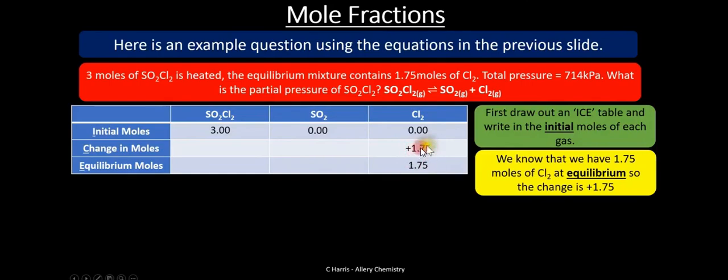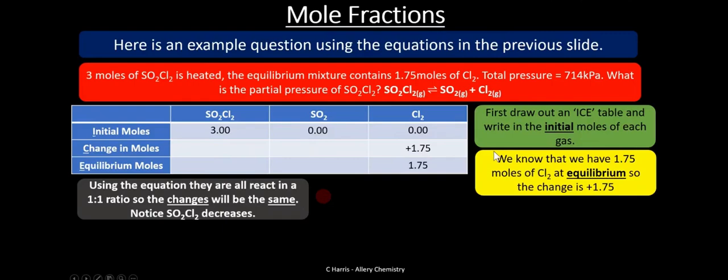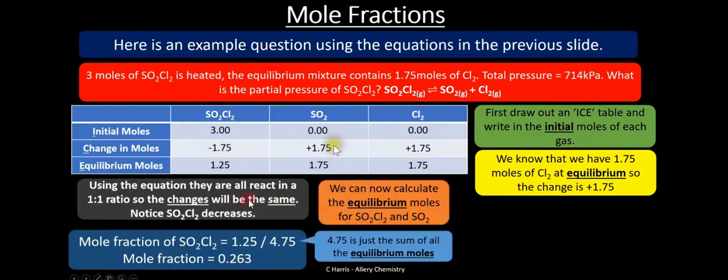So to make this 1.75, how many moles of sulfur dioxide were also produced? How many moles of this were used? So you can do it via molar ratios here, 1:1. So plus 1.75 here and minus 1.75 here. And here, once you subtract, you can calculate your equilibrium moles, which become 1.25, 1.75, 1.75.